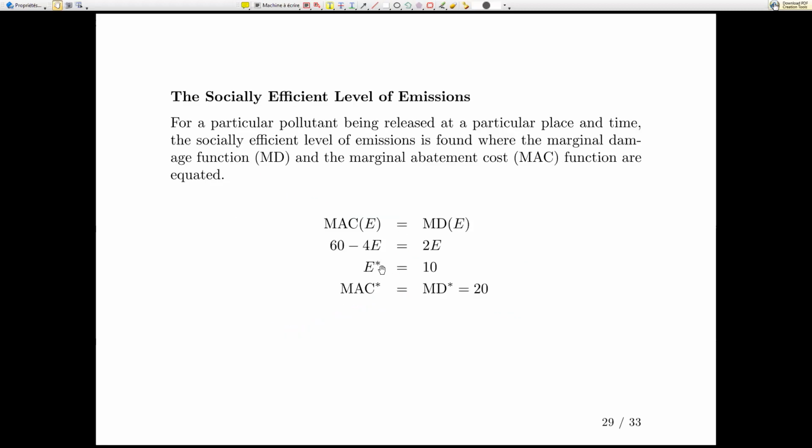So I get that the optimal emission level is 10, and the marginal abatement cost at 10 is equal to, of course, the marginal damage, and it's equal to 20. Okay. Questions about this? No, all good.